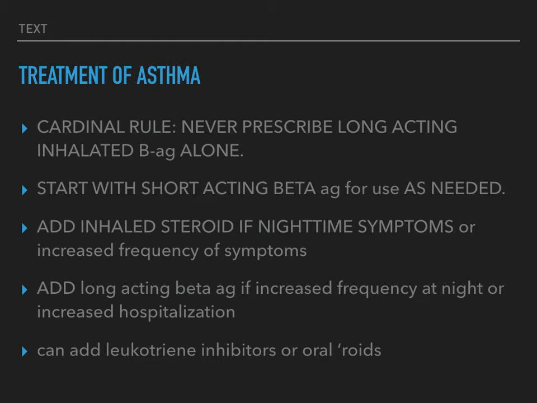Now, if they start to have nighttime symptoms or an increased frequency of symptoms above intermittent, then you add the inhaled steroid. If there's an increase in the nighttime symptom frequency and/or they have hospitalizations, then you would add the long-acting beta agonist. There are other drugs like leukotriene inhibitors or oral steroids that can also be added onto the severe regimen.